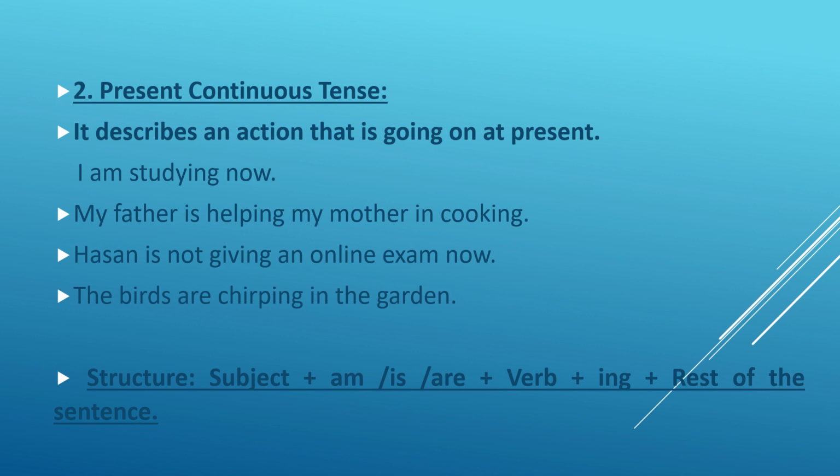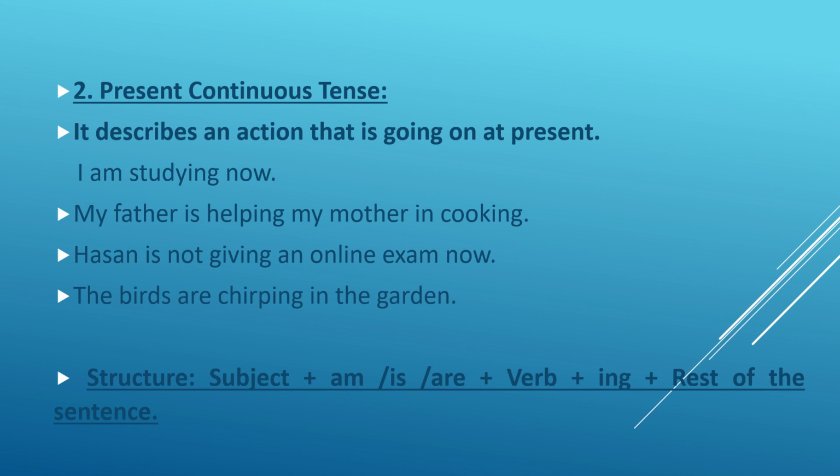Next one, number 2, present continuous tense. It describes an action that is going on at present. That is, I am studying now. My father is helping my mother in cooking. Hassan is not giving an online exam now. The birds are chirping in the field, in the garden.